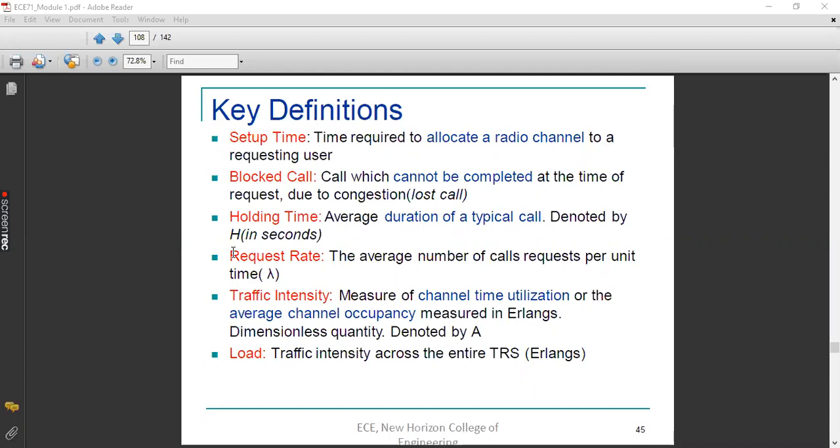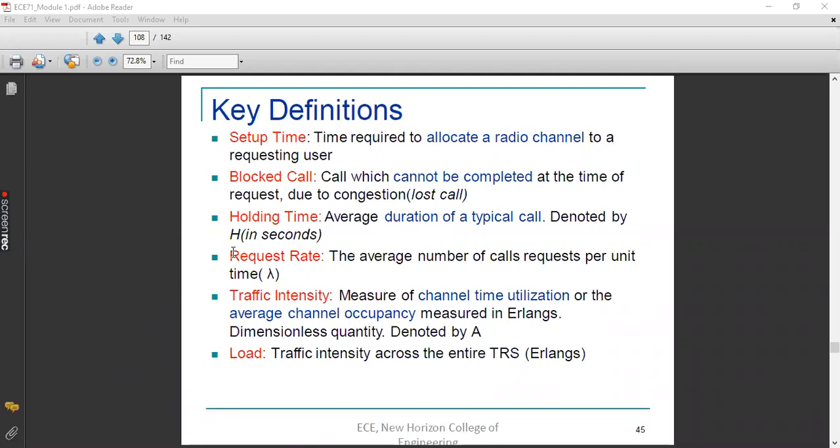Next, the fifth parameter is traffic intensity. It is measured by capital A, and I told you the intensity of traffic is measured in terms of erlang. Here, we are dealing with the traffic of a telecommunication system. So the concept of traffic intensity should be very clear for you. It is a measure of channel time utilization, or the average channel occupancy, measured in erlangs. Suppose you consider one channel, and that particular channel is always occupied for the entire duration. Consider that 1 hour is the entire observation period.